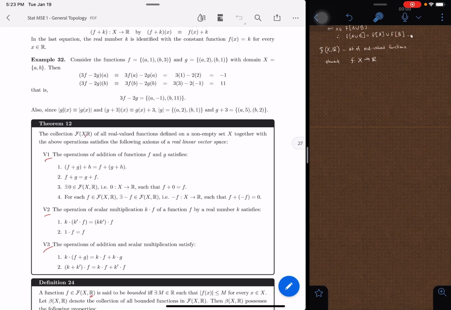However, 3F minus 2G evaluated at B is equal to 11. We can also compute the absolute value of G of X. What is our G? The images are just 2 and 1. So the absolute value of G plus 3. Oh, no, not the absolute value. G plus 3 of X is G of X plus 3. Anyway, G's images are positive, so it seems nothing changes in the absolute value of G.